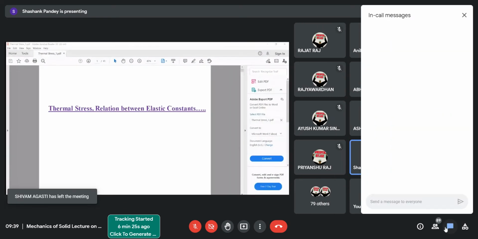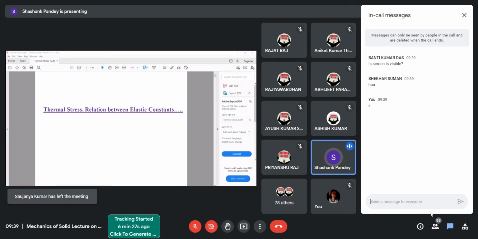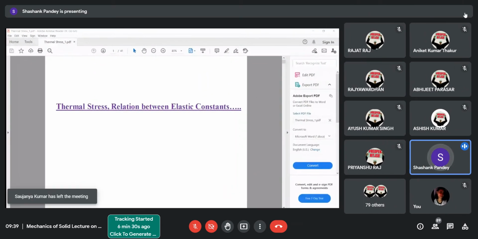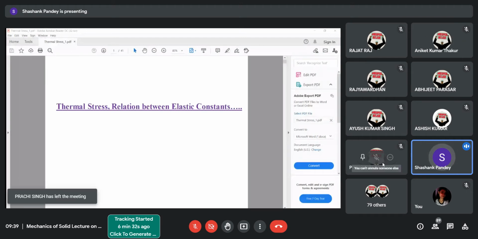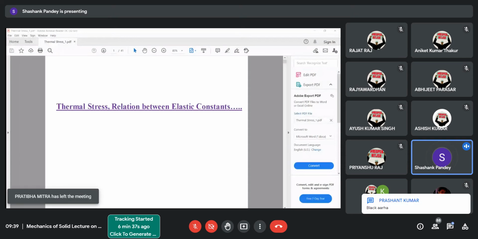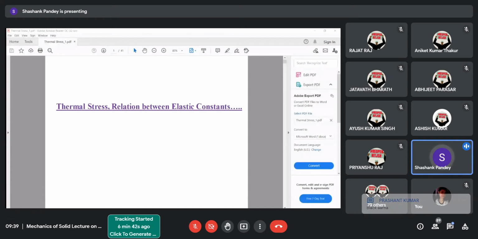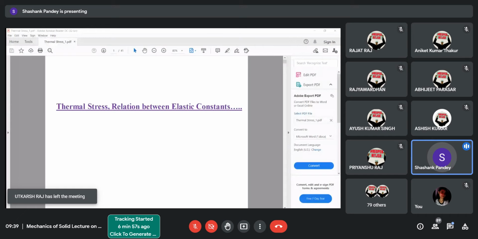Since it is a thermal term, some terms will come into the picture: the coefficient of linear expansion and the rise in temperature, that is delta T, or you may simply say T. Thermal stresses are set up in the body when the temperature is raised or lowered and the body is not allowed to expand or contract freely. But if the body is allowed to expand or contract freely, no stresses will be set up.